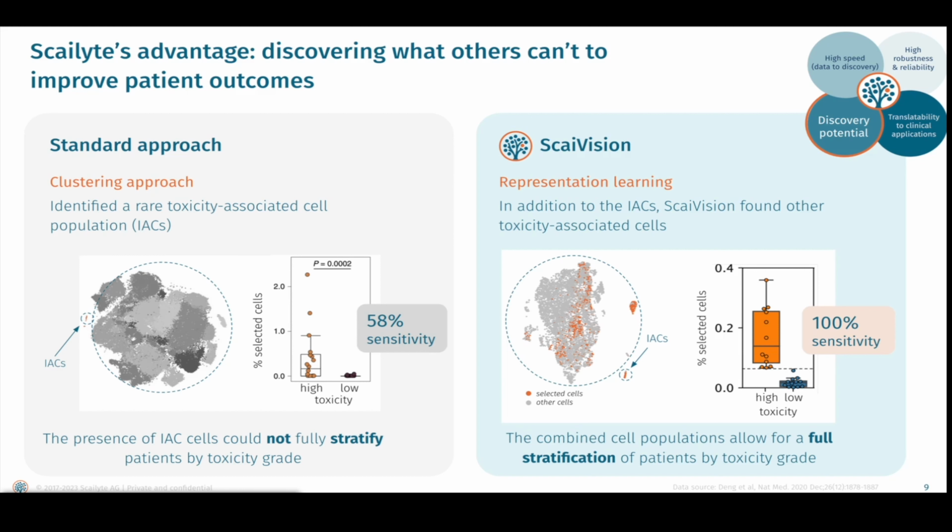However, the authors state that they failed to find any significant differences between the CD4 and CD8 T-cell compartments of these patients. If you would like to use this cell population to predict the development of high-grade toxicities in the treated patients, you will have 58% sensitivity.